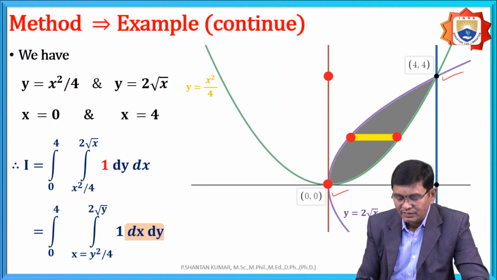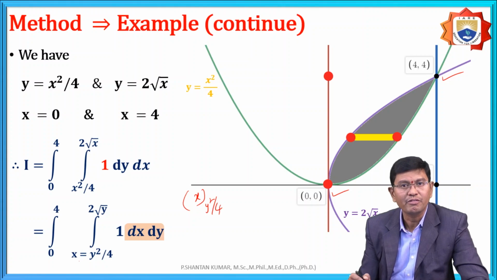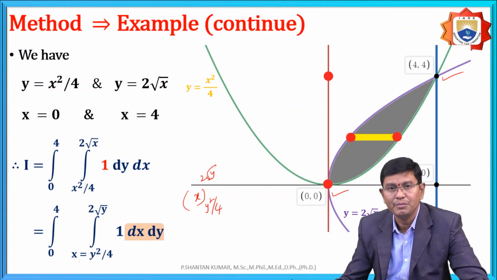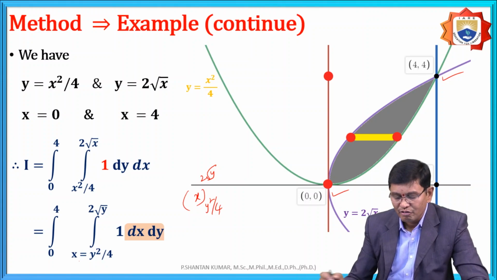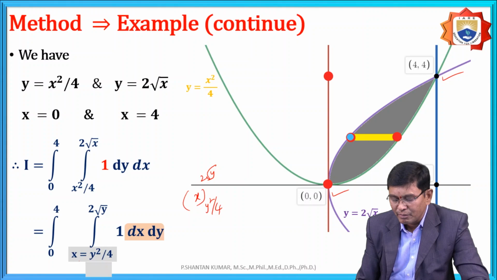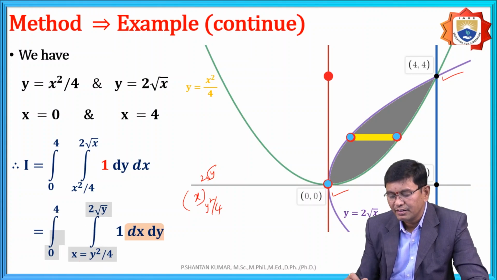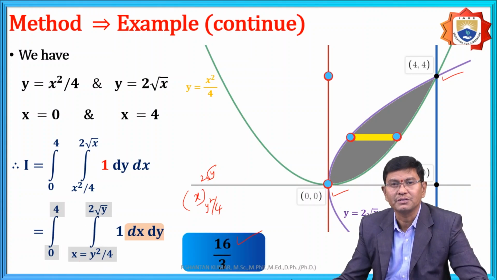And here also we integrate first with respect to x, that means the x limits are y square by 4 to the upper limit 2 root y. After replacing with these x limits, we again obtain the expression in terms of y. After integrating with respect to y and replacing the y limits, we clearly obtain that the final solution is 16 by 3.